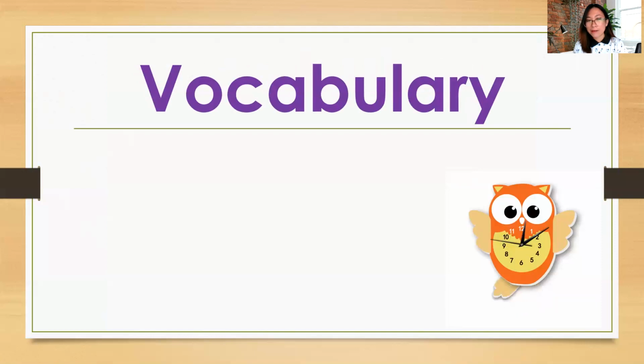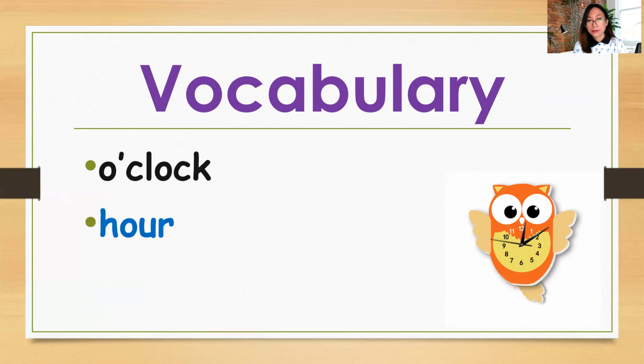Okay, let's have another set of vocabularies. O'clock. Repeat after me. O'clock. Let's spell o'clock. O-C-L-O-C-K. O'clock. Hour. Repeat after me. Hour. Let's spell hour. H-O-U-R. Hour.